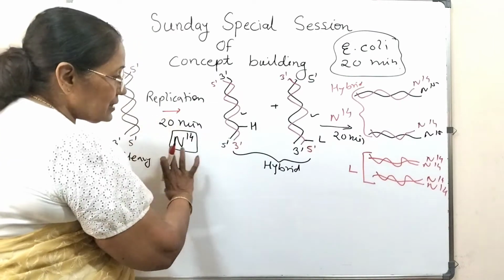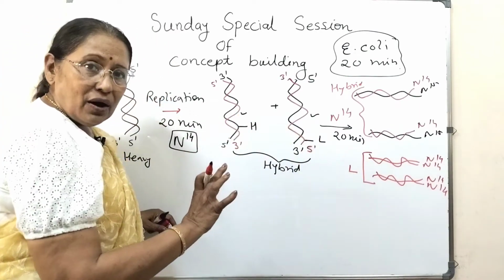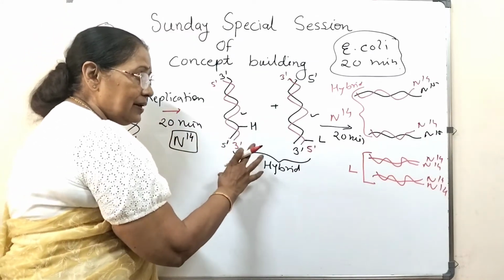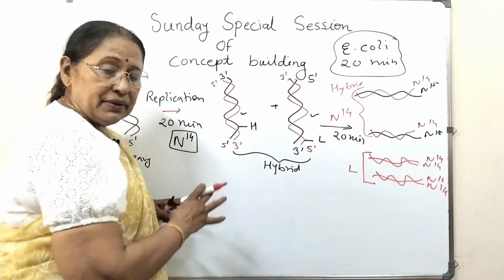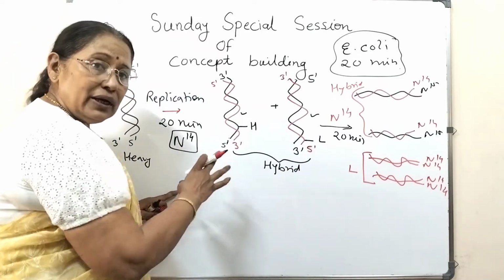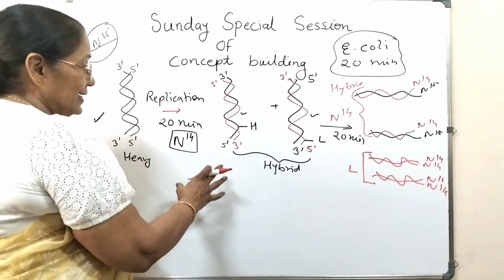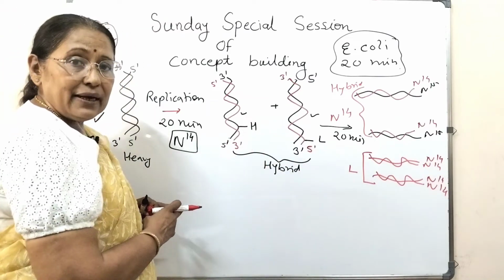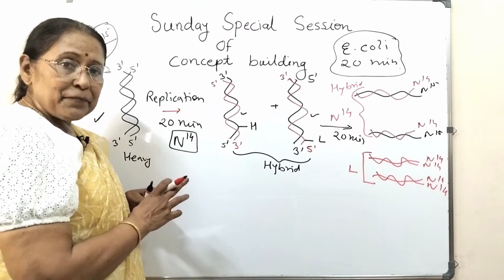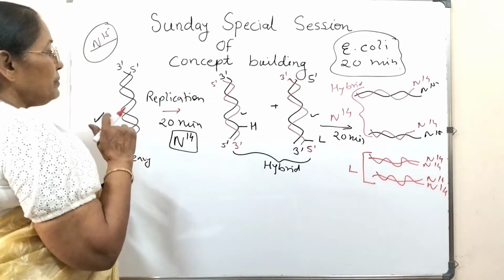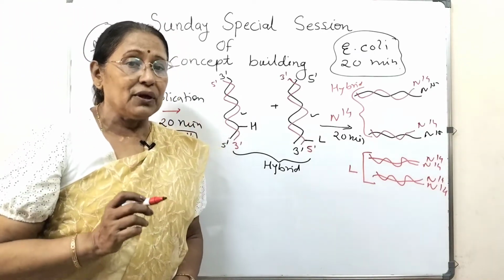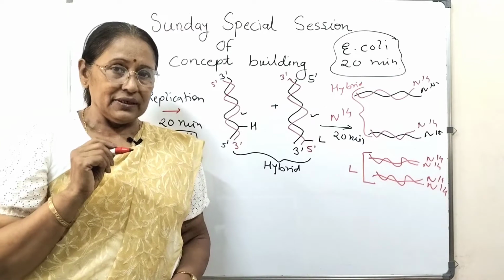But if all this is going on, how can we know that actually in every generation this is happening? Only when we know this can we come to the conclusion that yes, this result can be obtained only when DNA replication is semi-conservative. For that, it is Meselson and Stahl who used a different type of density centrifugation.